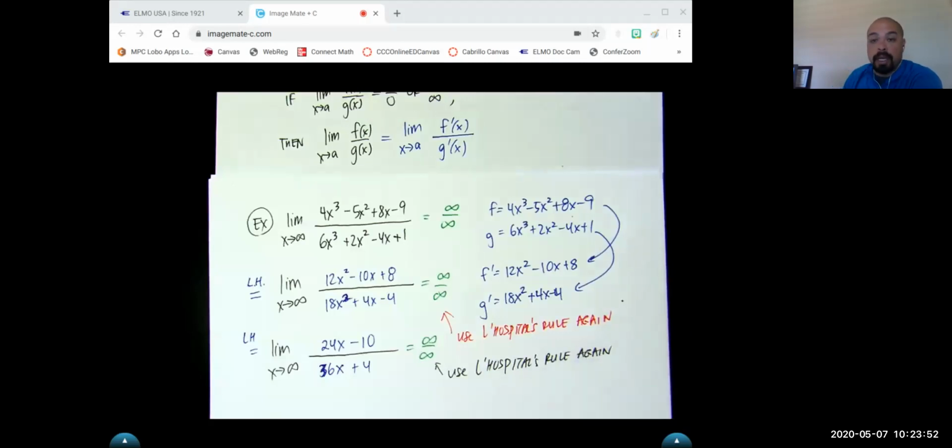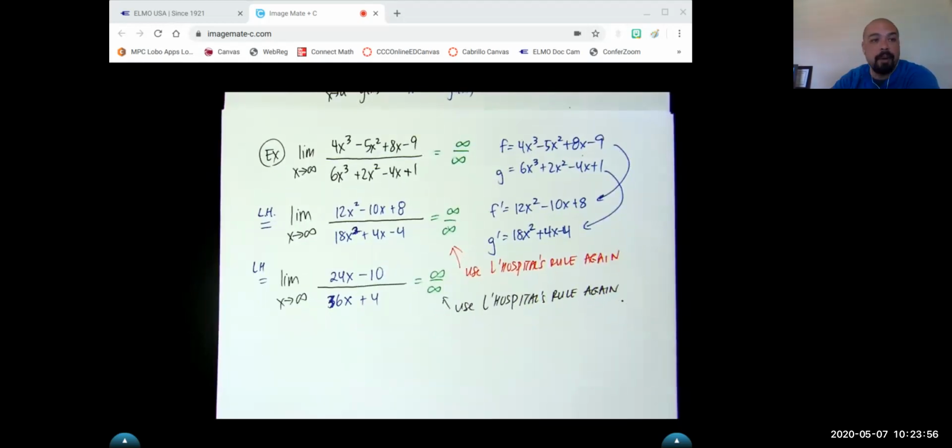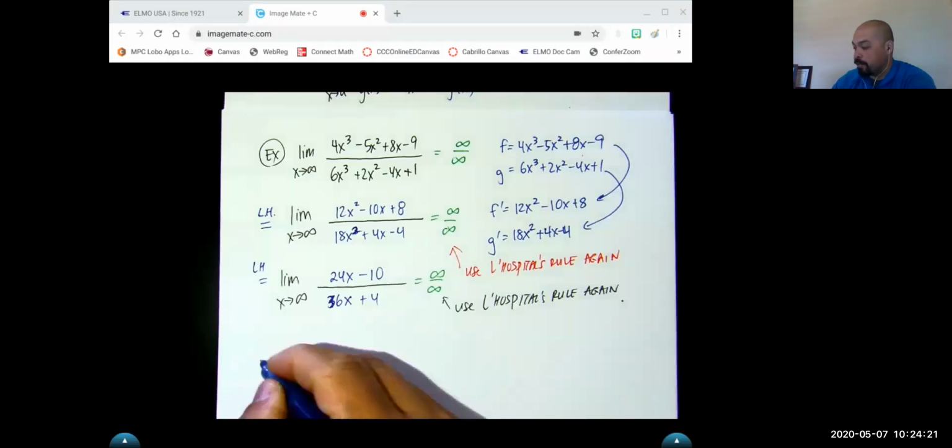As long as we have infinity over infinity or 0 over 0, we can keep on hitting it with L'Hopital's rule. Once that format changes, once I start to get something like 0 over infinity or infinity over 0, something strange is happening, and that's when we go back to our previous discussions and think about what's happening there. But as long as it's 0 over 0 or infinity over infinity, L'Hopital's rule is a valid operation.